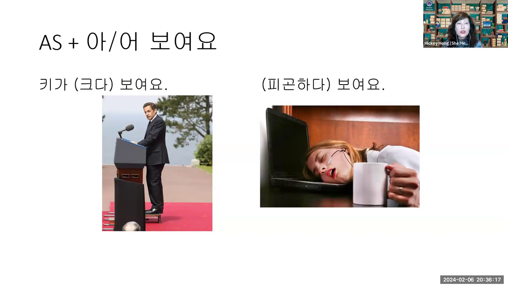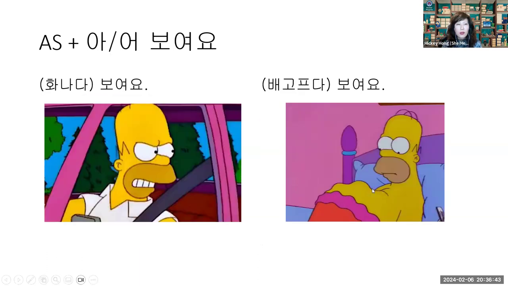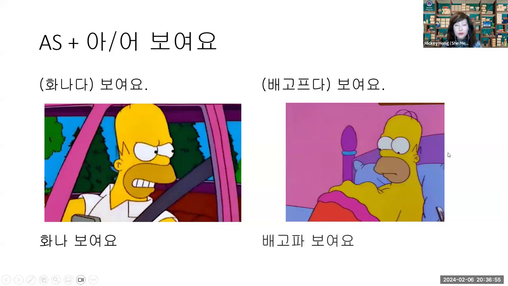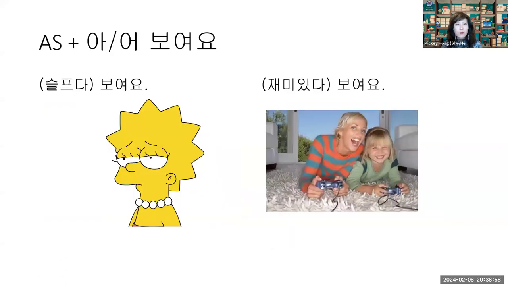Okay, when you say 으로 보여요, it looks like, as if it is this. Here, it's an opinion. It appears to be. 키가 커 보여요. Looks like he's tall. From what I observe, 피곤해 보여요. She looks tired. How does he look? Angry, right? 화나 보여요. 배고파 보여요. Appears hungry.